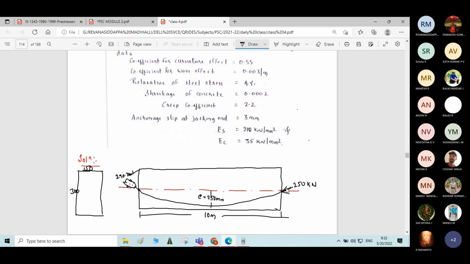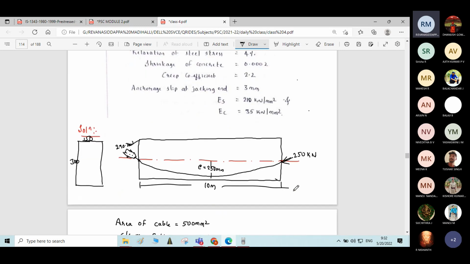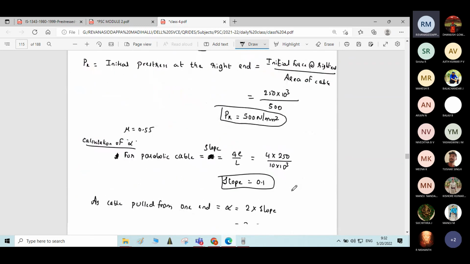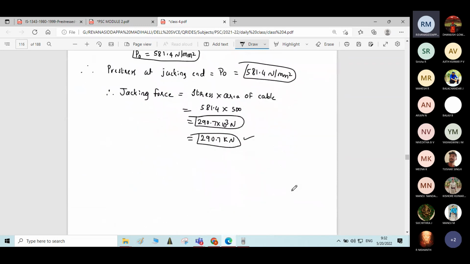Okay, and there is some loss. That loss is due to friction or wobble effect or wave effect. Due to that loss due to friction, if you apply a force of 290.7 kilonewton at the jacking end, then 250 kilonewton will be transferred at the other end of the cable. This is the meaning. I hope this is clear for everyone. Still, if you have got any doubts, you can ask students in this calculation.